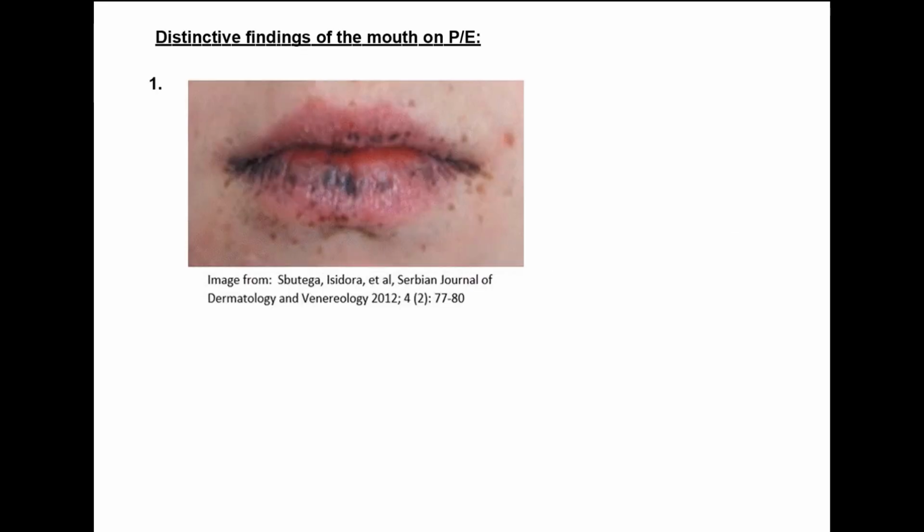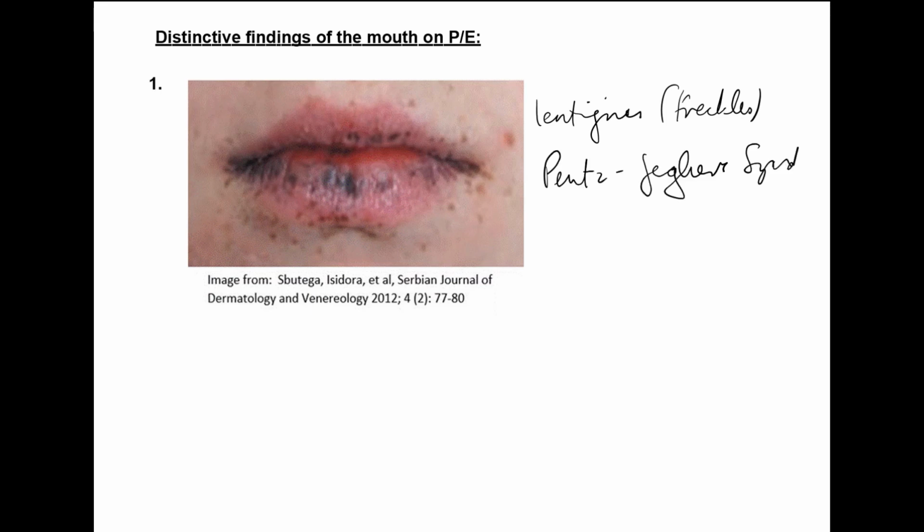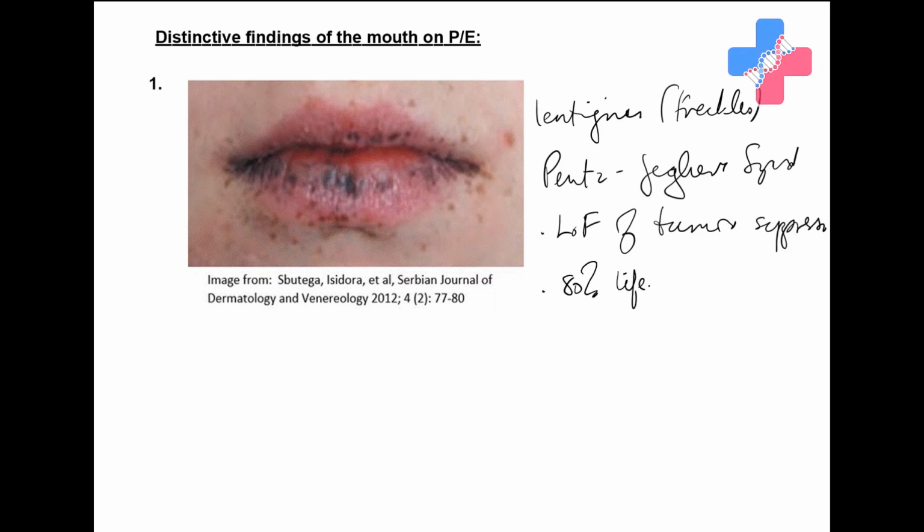There are a number of diseases that have characteristic findings in the mouth. In this example, we see prominent lentigines, or freckles, and this is characteristic of Peutz-Jeghers syndrome. This is a disease in which there is loss of function of a tumor suppressor. These patients have an 80% lifetime risk of developing a cancer typically of a ductal organ.